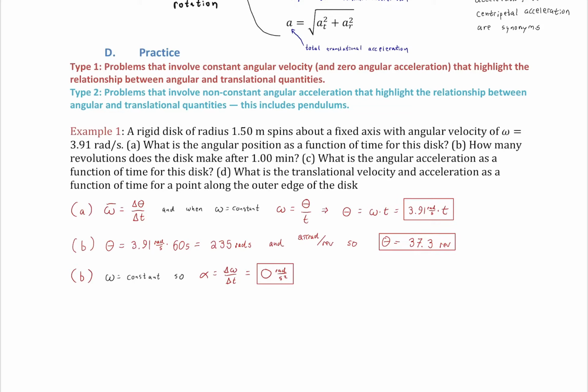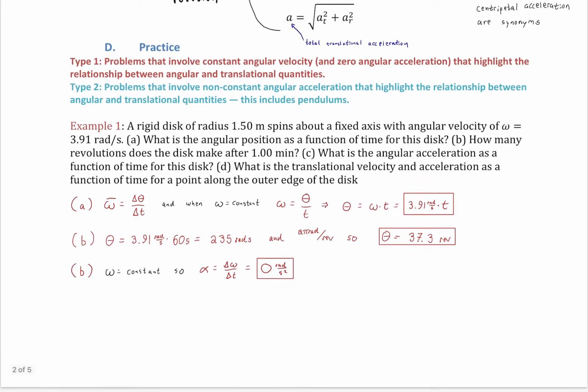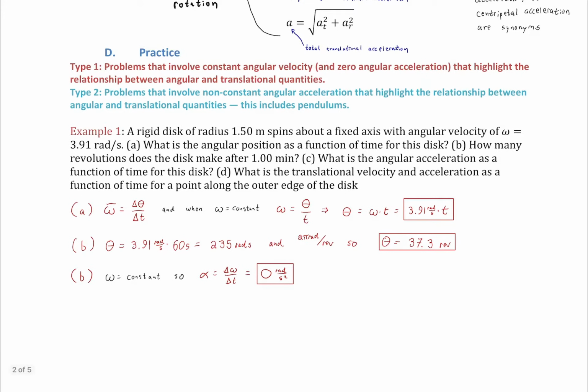We saw this in translation. If I have constant velocity, then I don't have an acceleration. That's the whole idea, right? So since I have constant angular velocity, I have 0 angular acceleration. Excellent. Okay? All right. So then, part D.